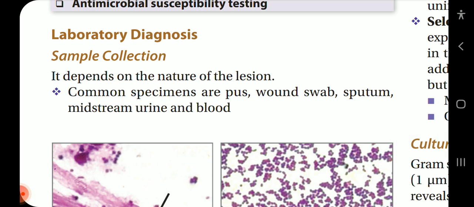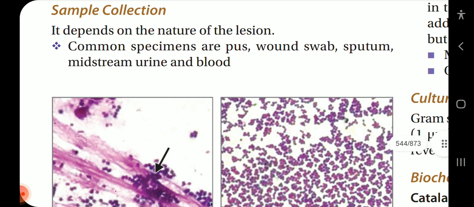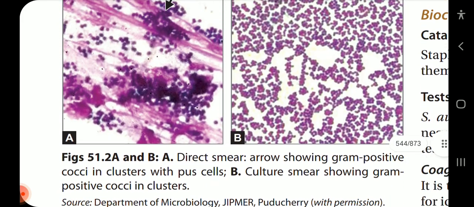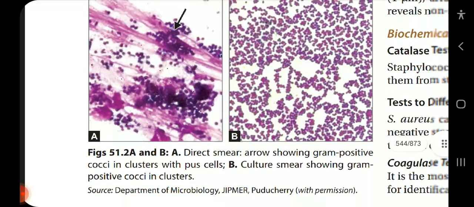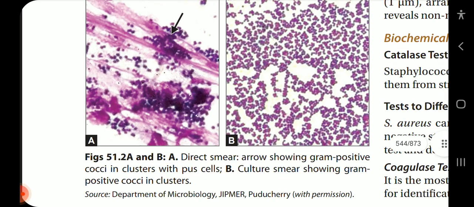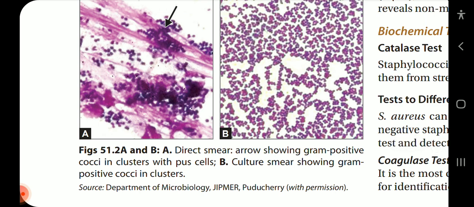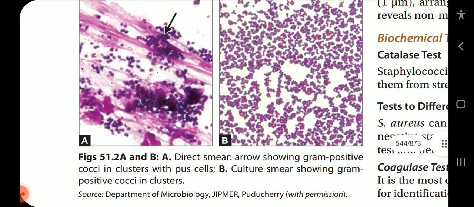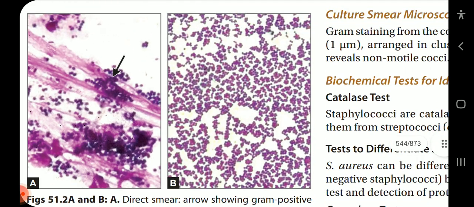Sample collection depends on the nature of the lesion. Common specimens are pus, wound swab, sputum, midstream urine and blood. In this figure we can see the direct smear; the arrow is showing the gram-positive cocci in clusters with pus cells, and in figure B we can see the culture smear showing gram-positive cocci in clusters.